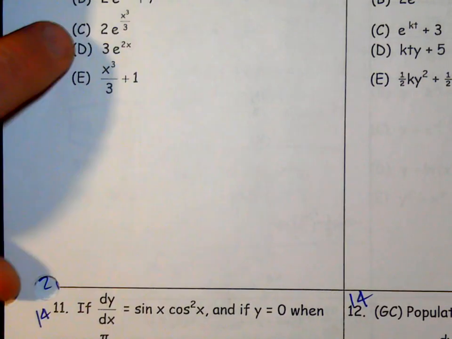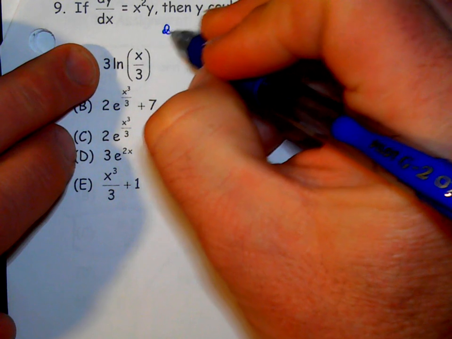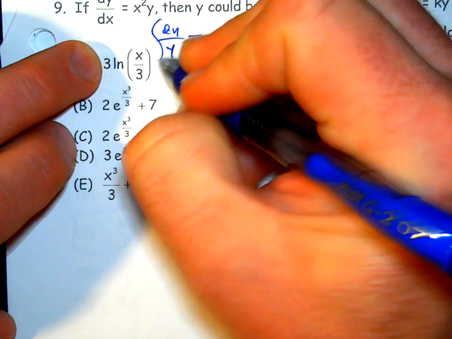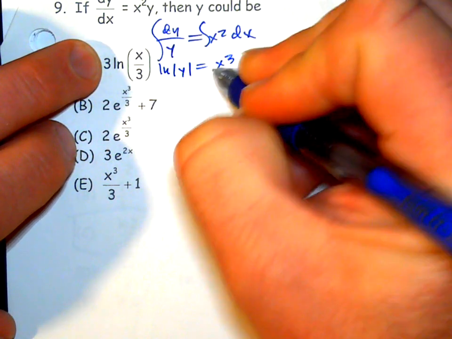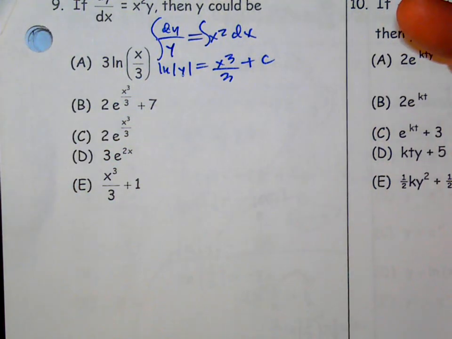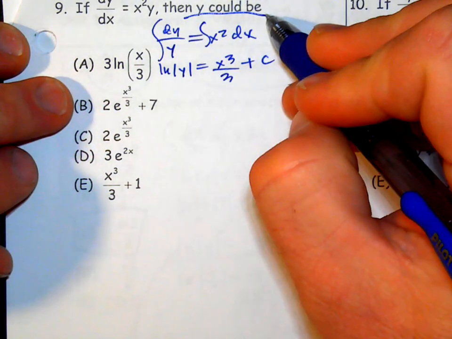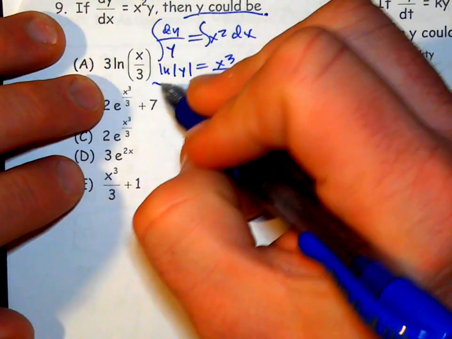Number 9 had just a couple questions, so I'll just do it real quick. You need to separate the variables, integrate both sides, power rule on the right, plus c. Did they give us an initial condition? Then y could be, it says y could be. Okay, well, let's just leave the c in there. Exponentiate.